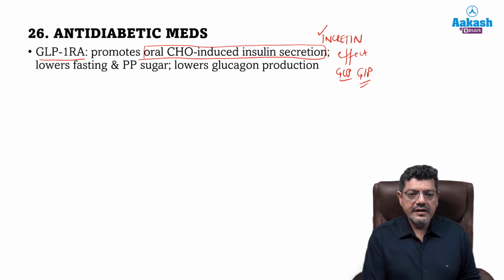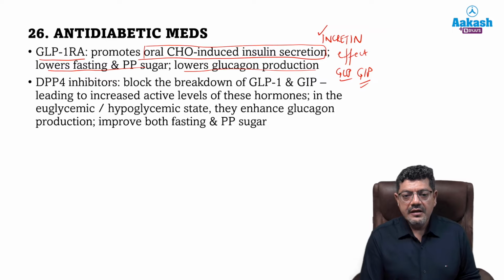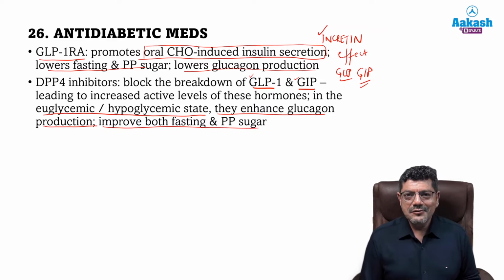So coming back to liraglutide, it lowers fasting and postprandial sugar, and it lowers glucagon production. Now we go to the DPP-4 inhibitor, alogliptin, because it blocks the breakdown of both GLP-1 and GIP. The DPP-4 enzyme is ubiquitous in the body. All the cells have it. It breaks down GLP and GIP, and because these agents inhibit that enzyme, they lead to increased active levels of both GLP and GIP, right? But here comes the catch. In the euglycemic and hypoglycemic state, they enhance glucagon production. It also improves both fasting and postprandial sugar, right?